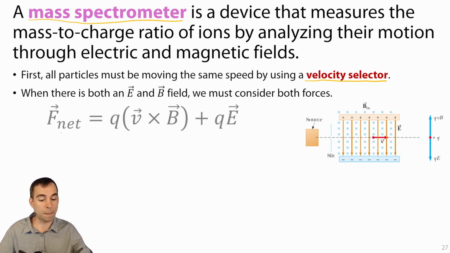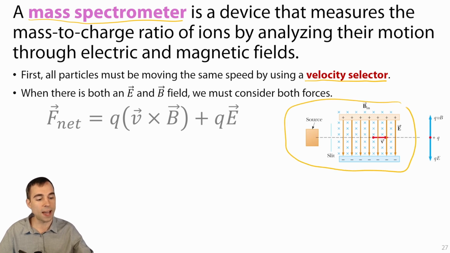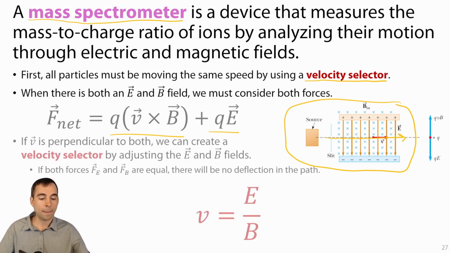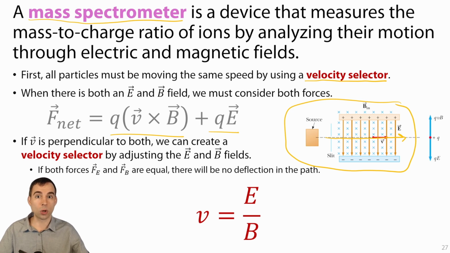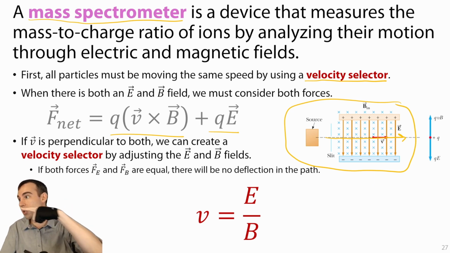So before the particles enter the analysis magnetic field, we would send them through a velocity selector, which essentially applies an electric field at the same time as a magnetic field. We would now have two forces acting on this charge: an electric force and a magnetic force acting on a charged particle as it moves through our velocity selector. And as long as the magnetic force and the electric force are equal, then this particle would experience no deflection.